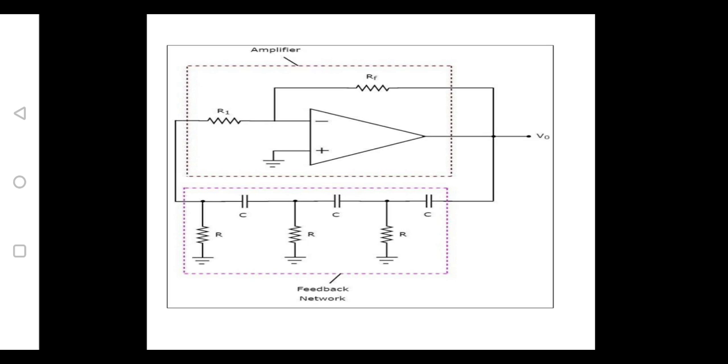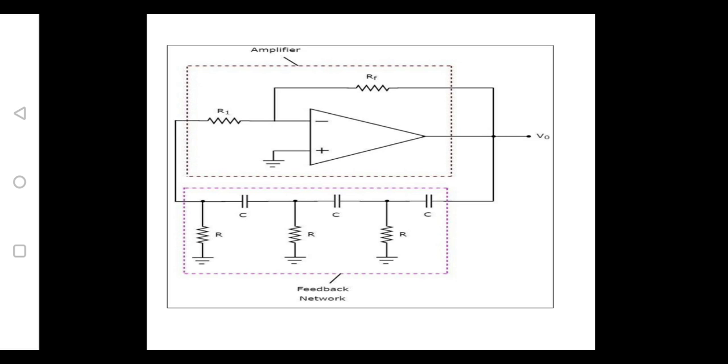So if you observe the circuit, as we have discussed, an oscillator should consist of two blocks. One is the amplification block and the other one is the feedback path. Here the upper block, which consists of R1, RF and an op amp, is nothing but an inverting op amp. It is an amplifier circuit.